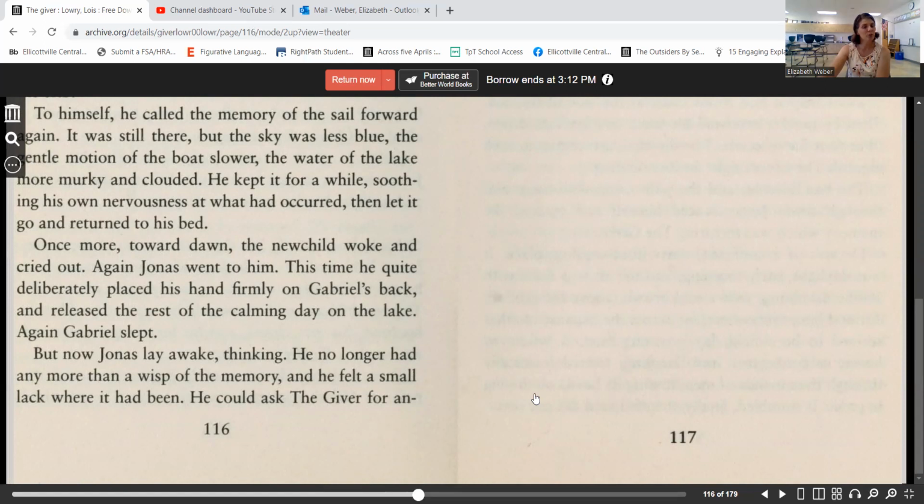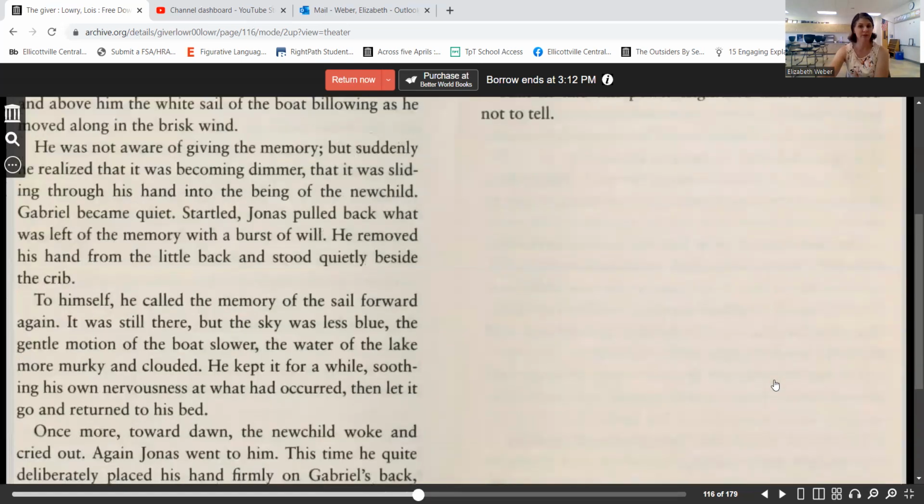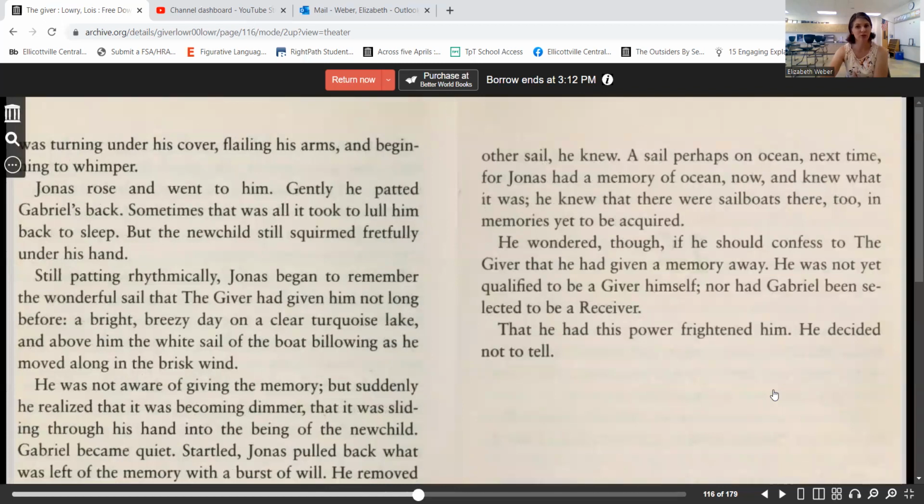He no longer had any more than a wisp of the memory, and he felt a small lack where it had been. He could ask the Giver for another sail, he knew. A sail perhaps on ocean next time, for Jonas had a memory of ocean now and knew what it was. He knew that there were sailboats there too, in memories yet to be acquired.